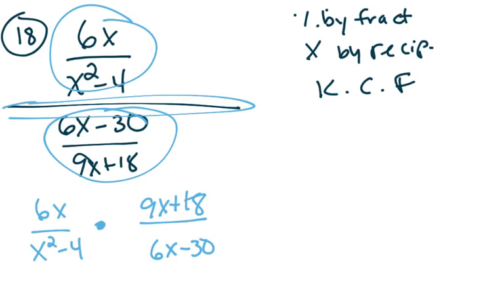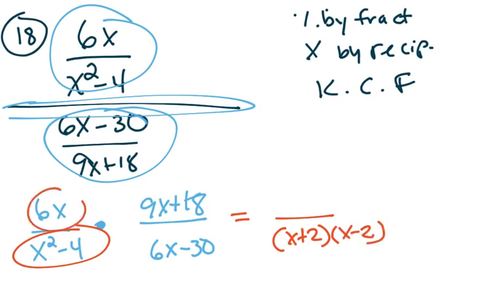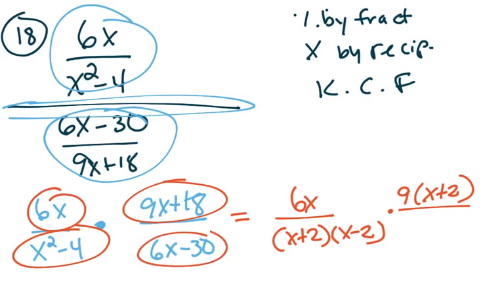Okay, here we go. So this x squared minus 4 is a difference of perfect squares. The 6x stays. This 9x plus 18 has a GCF of 9. And this 6x minus 30 has a GCF of 6. Okay, so remember, we can only use the cancellation property between numerator and denominator, so the x plus 2's can cross out, the 6's can cross out, and that looks like it.